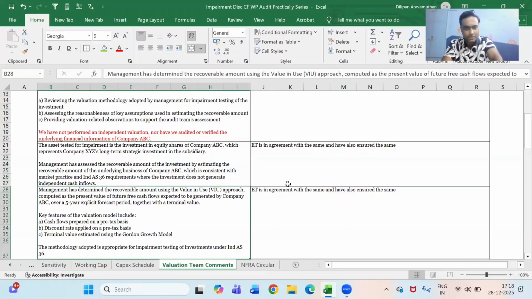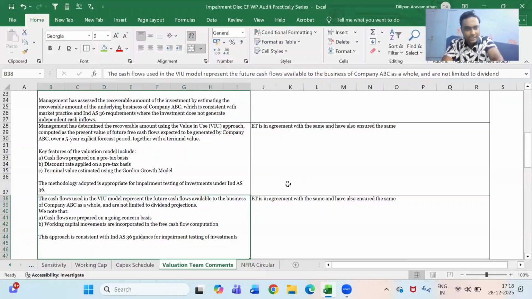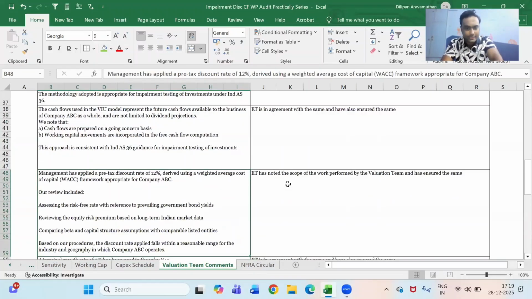"Management determined the recoverable amount using the value in use approach over a 5-year explicit forecast period together with terminal value." Right. "Cash flows are prepared on a pre-tax basis." Correct, what they're saying is right. "Discount rate is applied on a pre-tax basis, and terminal value is estimated using the Gordon model." Yes, perfect. We agree with the same. "The cash flows are not limited to dividend projections. Cash flows are prepared on a going concern basis." Correct. "Working capital movements are incorporated in the free cash flow computation." Yes, they are incorporated. Perfect. Yes, we have done that.